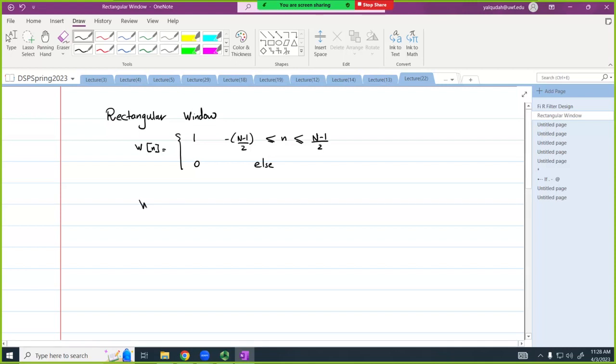And for the rectangular window, W of e to the j omega is going to equal the summation from n equals negative (N minus 1) over 2 to (N minus 1) over 2, of 1 multiplied by e to the negative j omega n. And we can show that this is going to equal sine of omega N over 2 divided by sine of omega over 2.